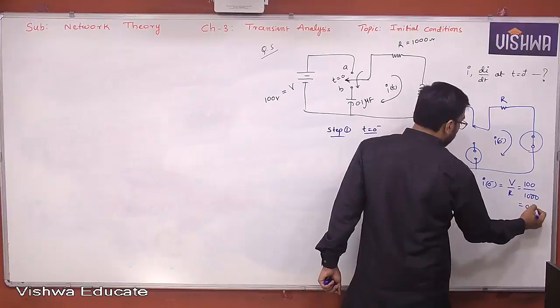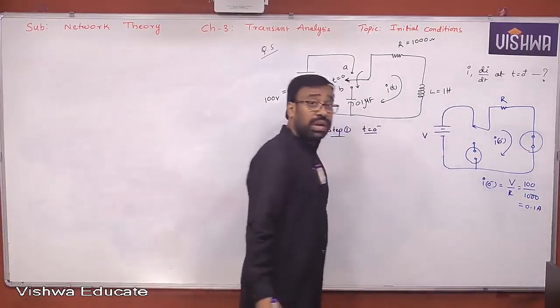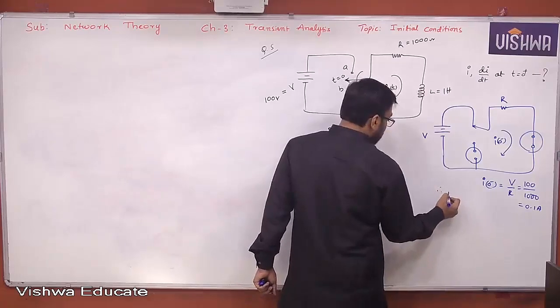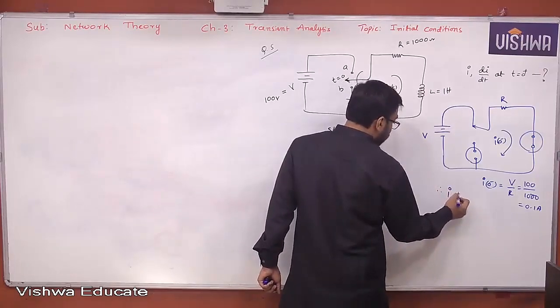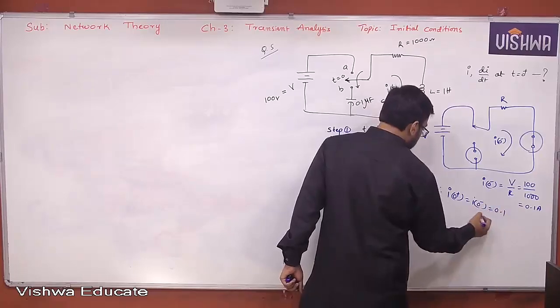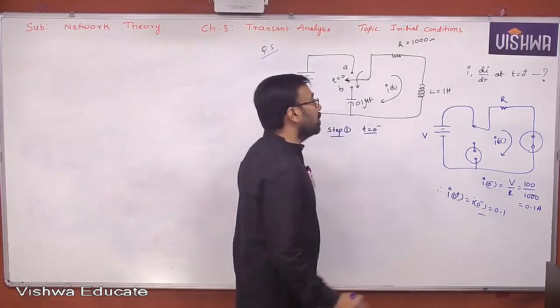This is 0.1 ampere. Clear, all of you? Okay. I of 0 minus is 0.1 ampere. Since I is the current through the inductor, I of 0 plus is also equal to what? I of 0 minus. That's it. Now this problem is over.